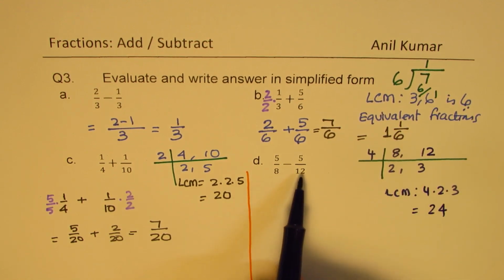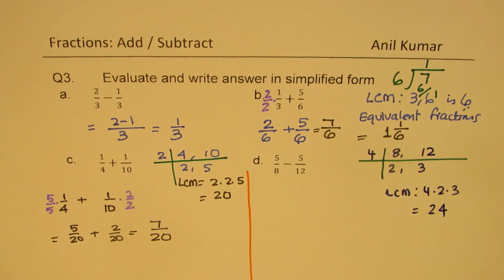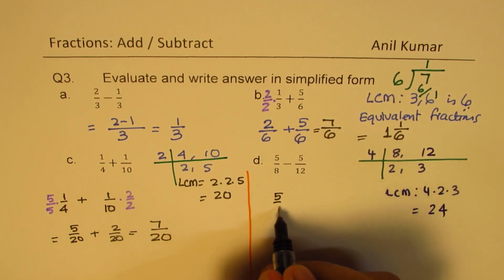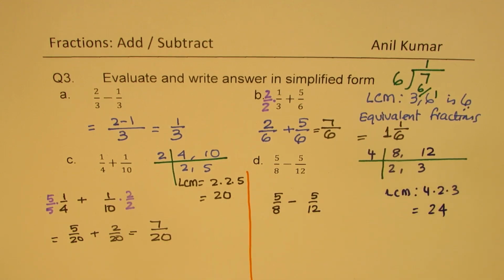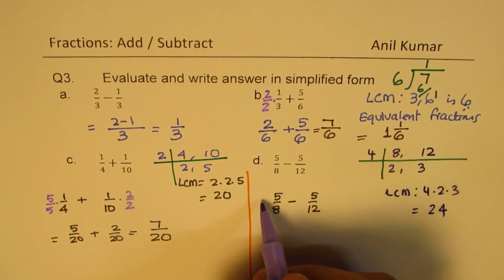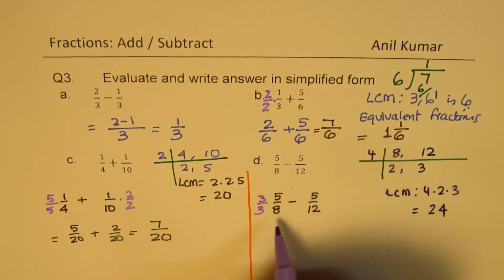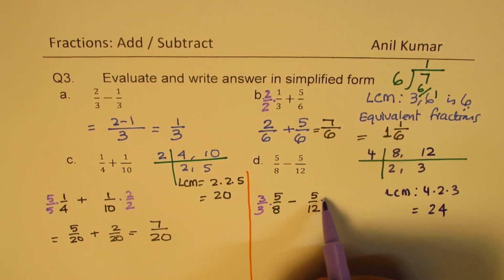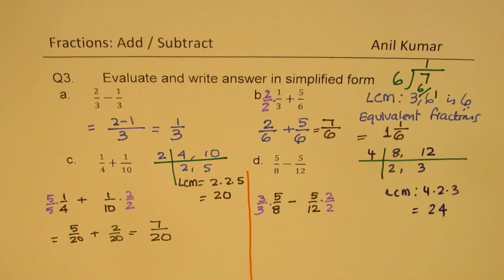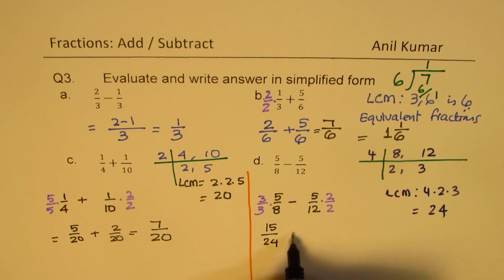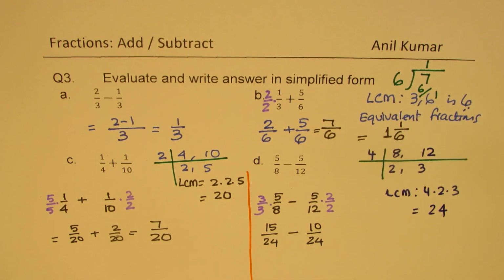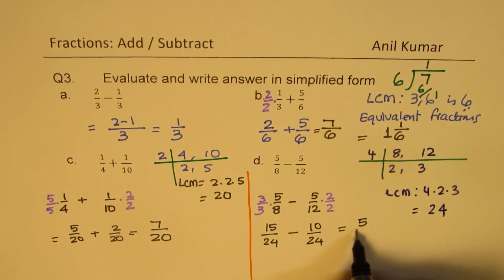So we need 24 in the denominator. How can we get that? Well, we have 5 over 8, take away 5 over 12. To get 24, I should be multiplying the first by 3, right? So both numerator and denominator will be multiplied by 3. Here, we need to multiply and divide by 2. So what we get here is 15 over 24, take away 10 over 24. Now 15 take away 10 is 5. So we get our result as 5 over 24. So that becomes the solution.